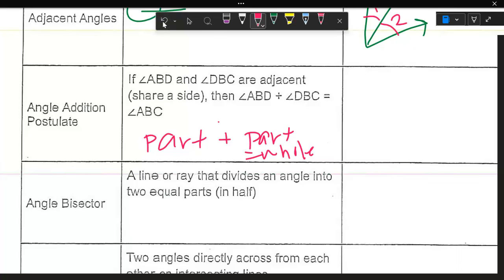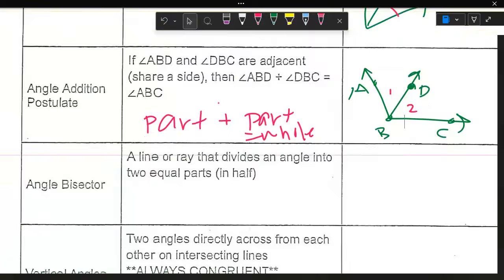All right, so okay, let's draw kind of an obtuse angle. We can say ABC. And we could put like a random angle right here. We could call this angle 1 and angle 2. These together are angle addition postulate.